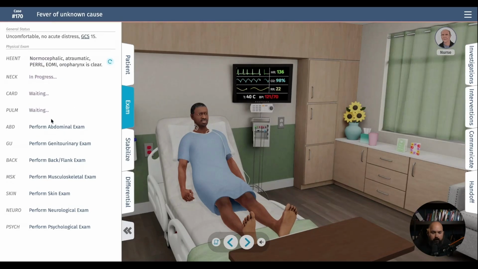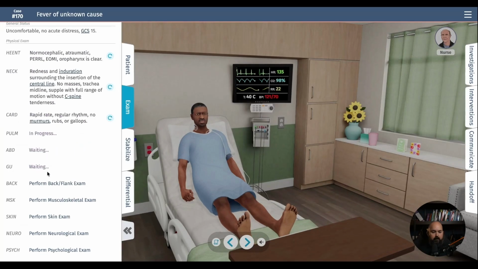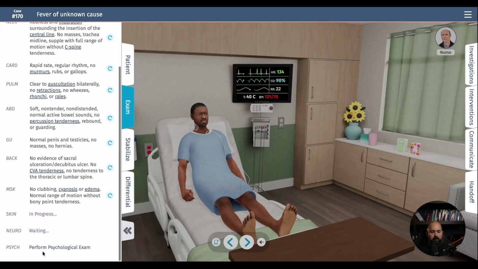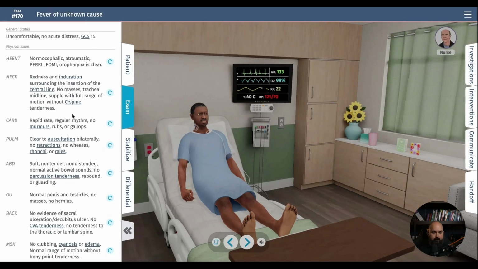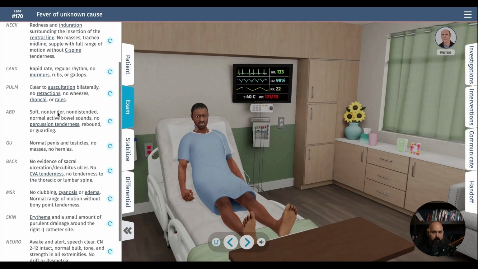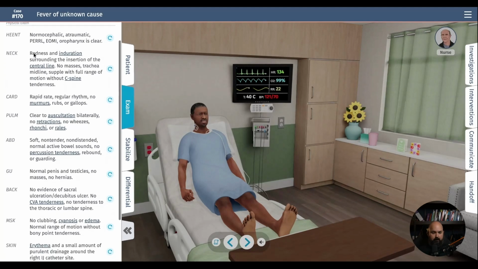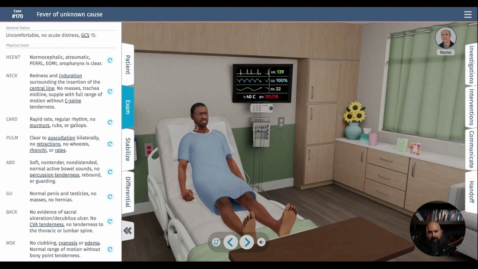Again, just like with the RRS, they do kind of want you to be specific. Thoroughness for the sake of being thorough. I'm just going to click through them all and we'll go over any pertinent findings. So, neck, there's your first positive. Redness and induration surrounding the insertion of the central line. No masses, trachea is midline, supple with full range of motion without C-spine tenderness. So there's a bunch of flashing signs pointing to this being a central line infection. That's very likely the case.